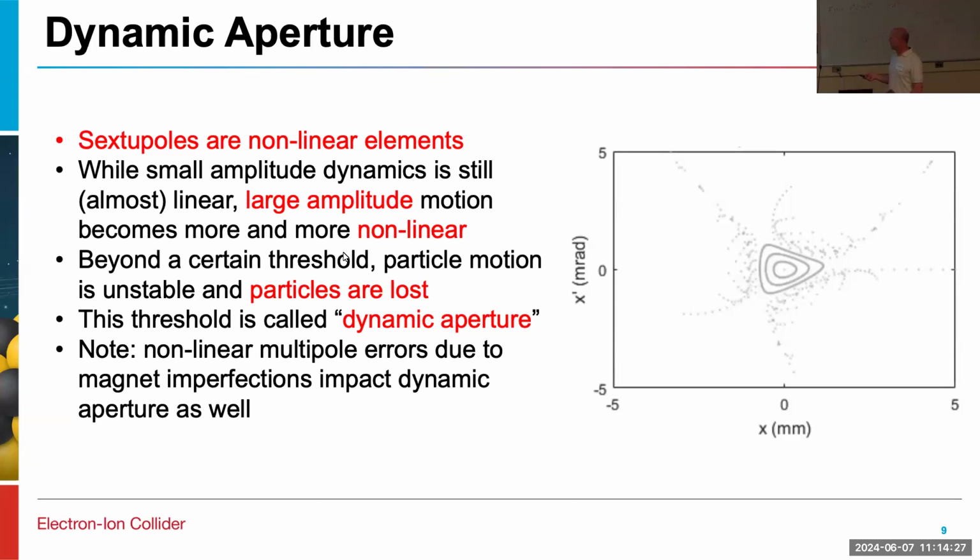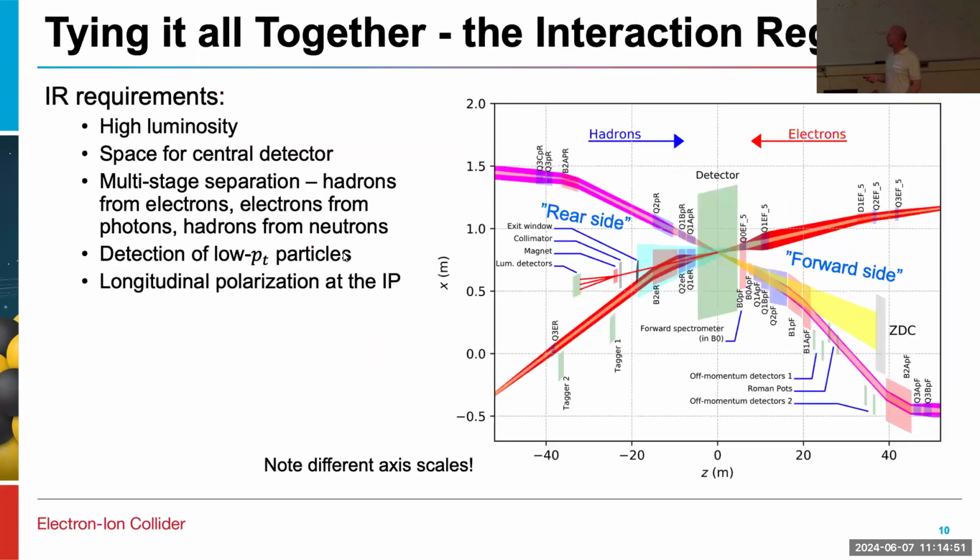Just want to add here that also nonlinear multipole errors in any magnets, which are unavoidable, also impact the dynamic aperture. So it's not only sextupoles that do that, it's all kinds of higher order multipoles as well, but they are typically only real errors in the machine. They are small, so their impact is typically not very large. Okay, so now we tie it all together with the interaction region.